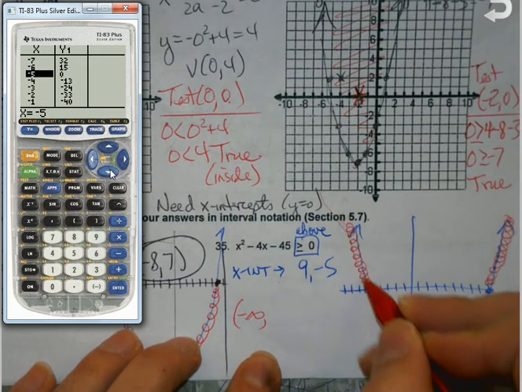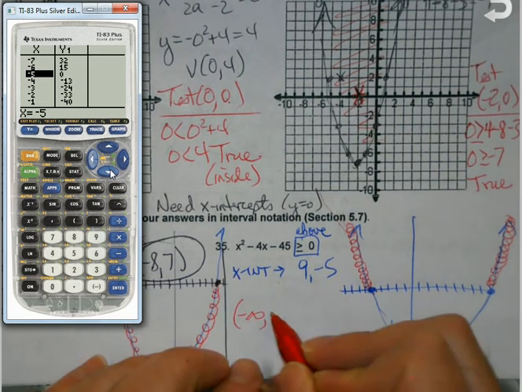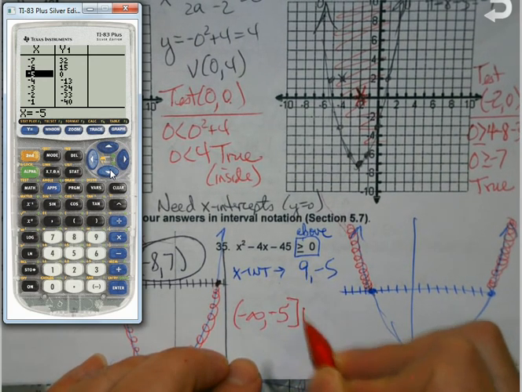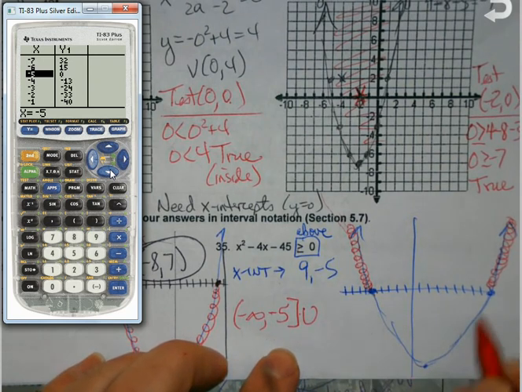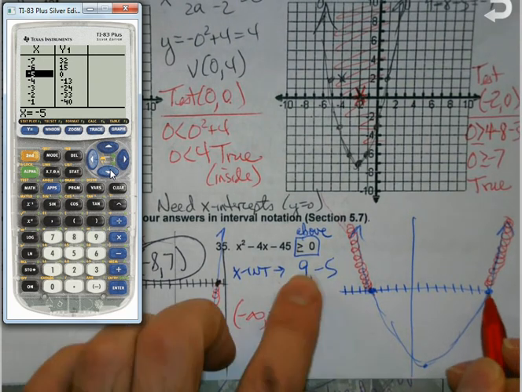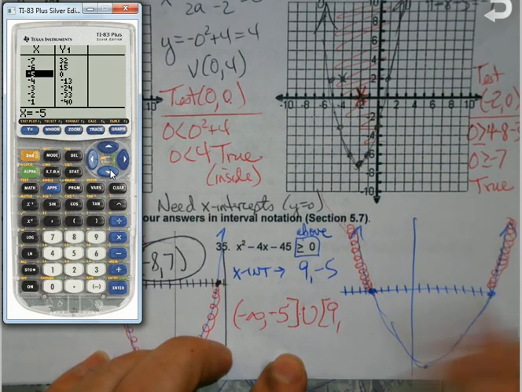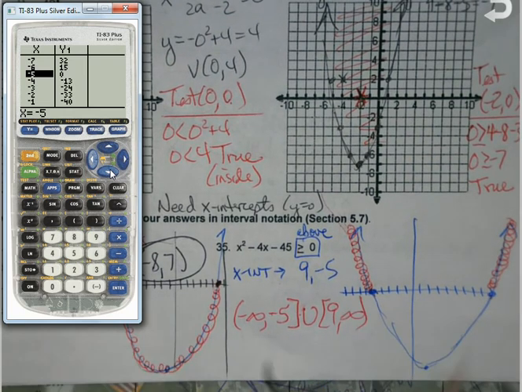Until it comes down and stops right here at my first x-intercept. Again, bracket because of the or equal to. And then nothing, nothing, nothing. Oops, starts again. Where? 9. Goes where? Forever to the right, to infinity.